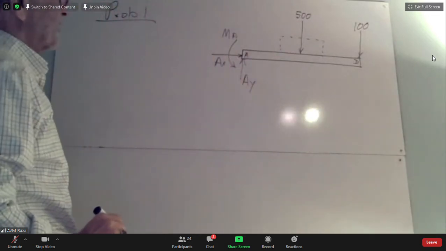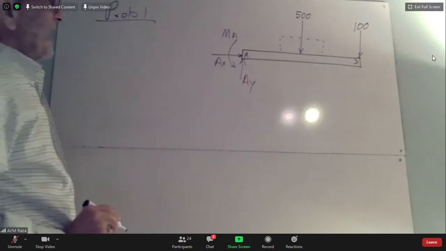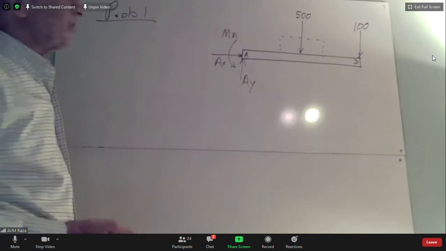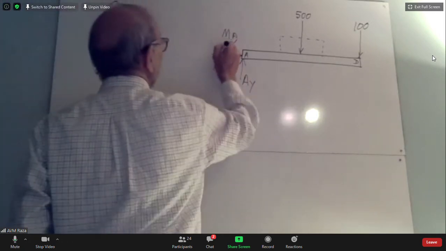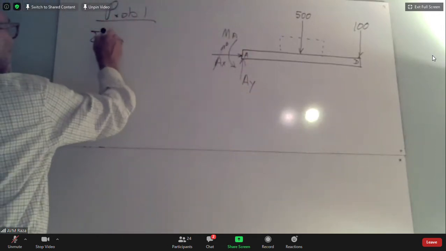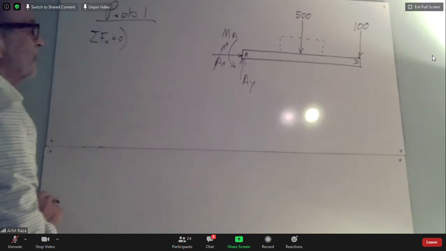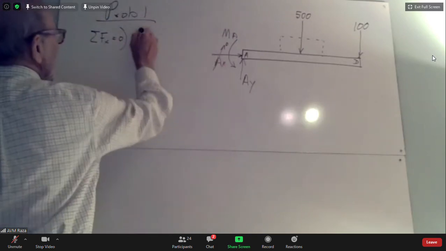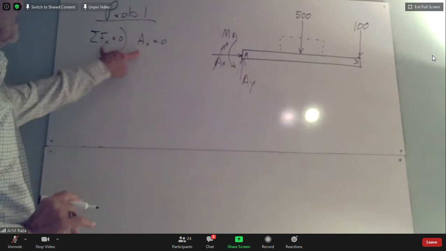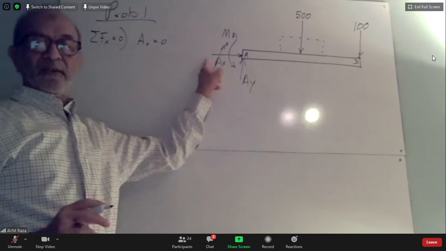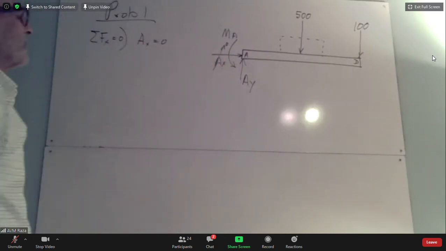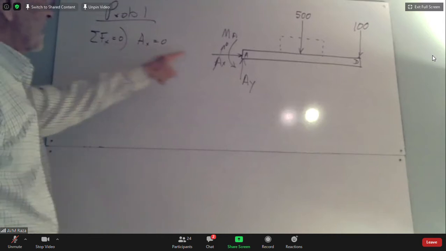So first off, what about AX? What can we say about AX? By inspection, I can say AX is 0. Why? No other X force. You can also write this by taking sum of forces in X direction equal to 0. This will be the only one, AX, there is no other force. So even if you don't write this equation, just put it equal to 0. That's acceptable to me because it will happen a lot of times.